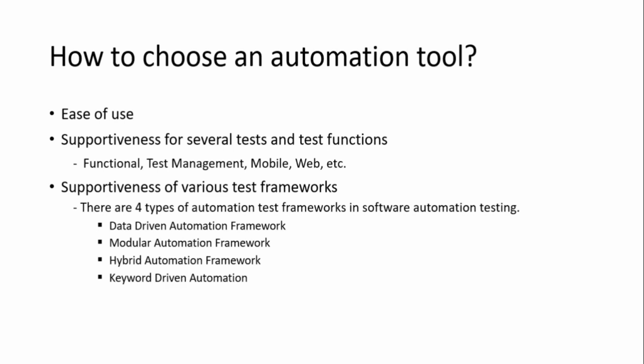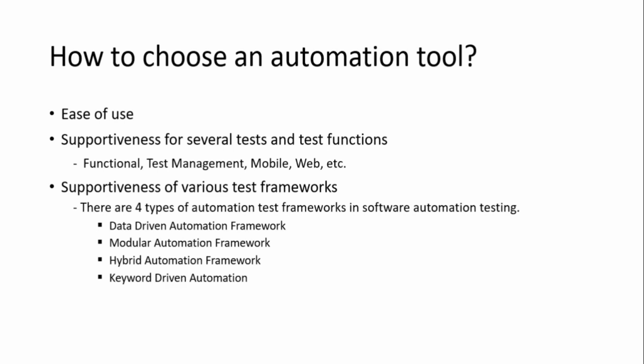The second one is supportiveness for several tests and test functions. There are several tests and test functions, such as functional testing, test management, mobile testing, and web testing. So the tool has to support these tests and test functions. And you have to select an automation tool depending on the functions it can support.